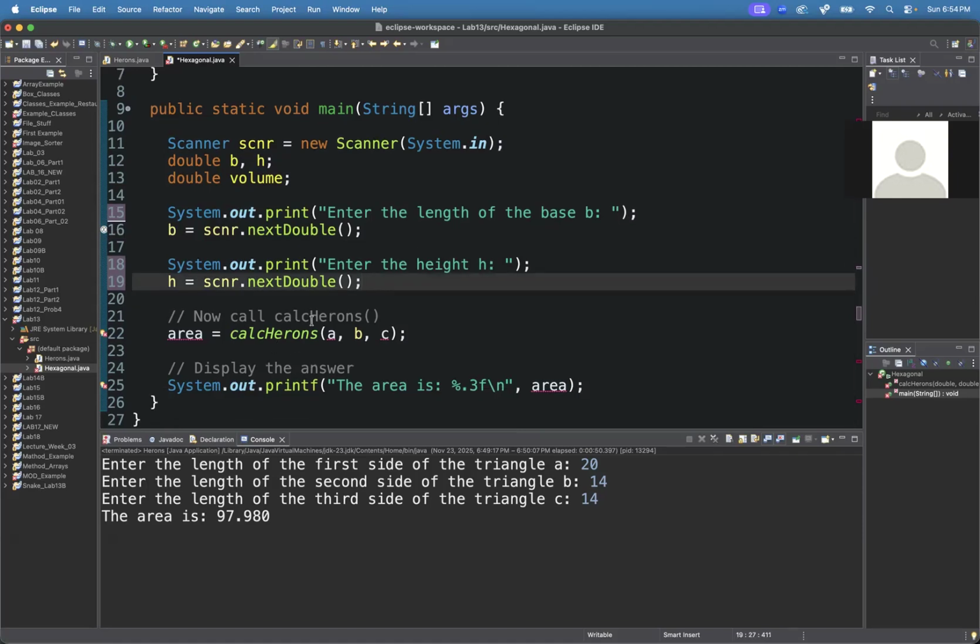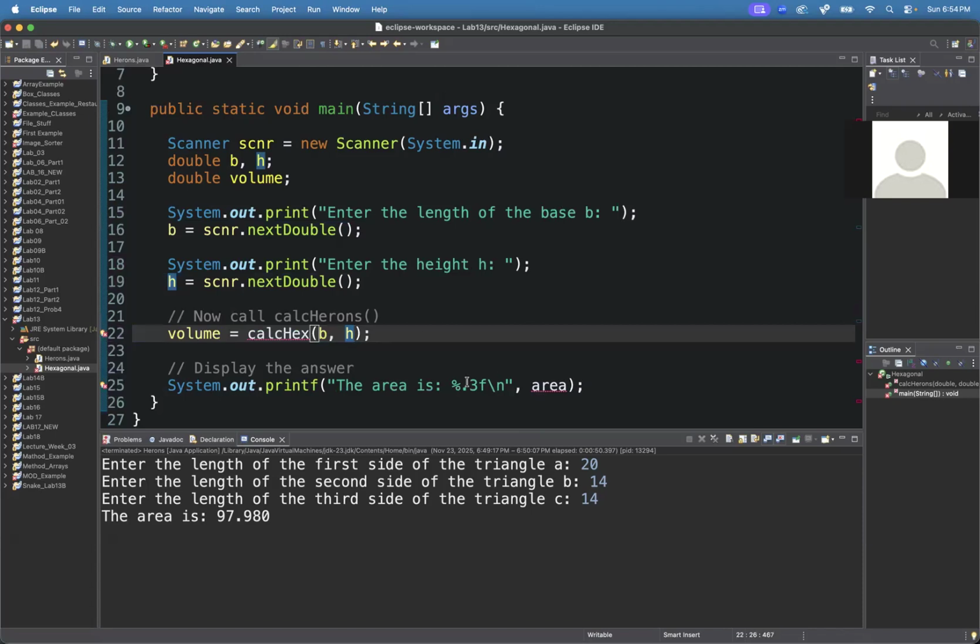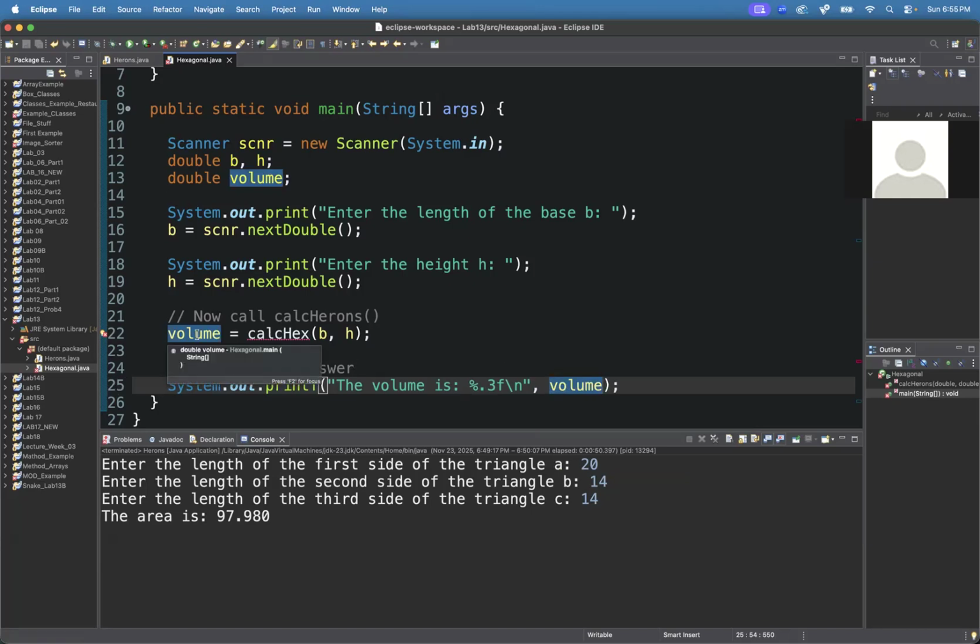Then it says now call calc herons, but this is wrong because we're not calculating an area, we're calculating a volume, so change that. And we probably don't want to call it herons. Maybe we call it calc hex. I'll just call it calc hex. What has to go into it are not A, B, and C, but we need a B and an H, right? Then to display our answer, we should say the volume is volume.